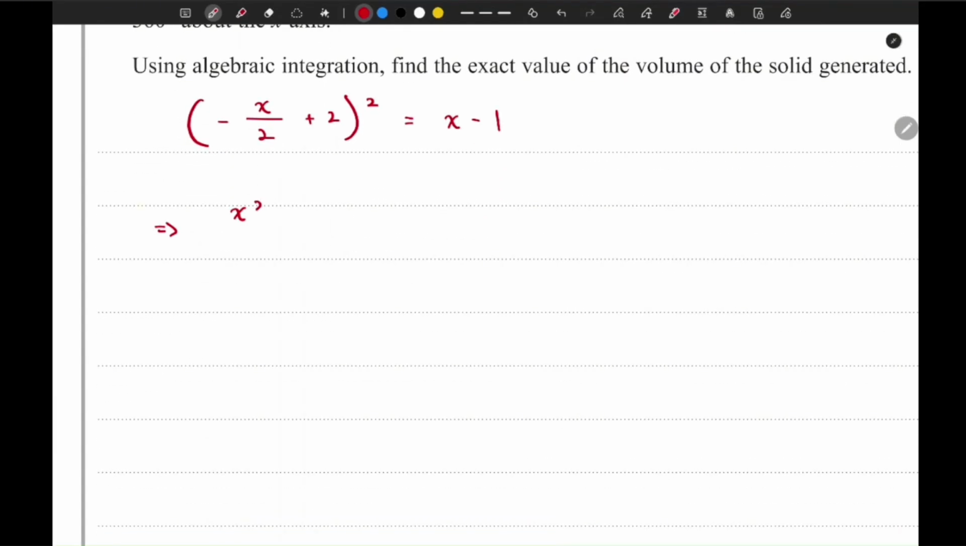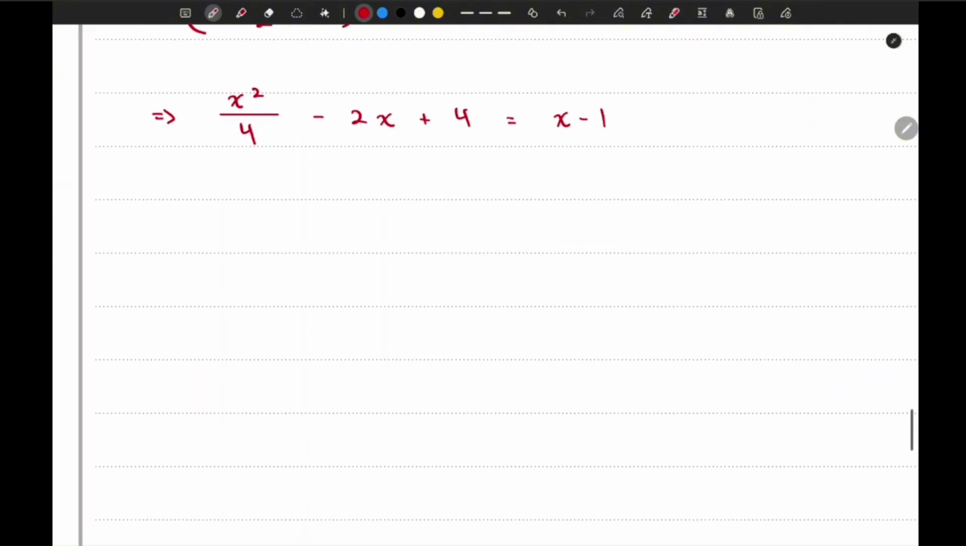So this will be x squared divided by 4 minus 2x plus 4 is equal to x minus 1. So this will give us a value of x squared divided by 4 minus 3x plus 5 equals 0.